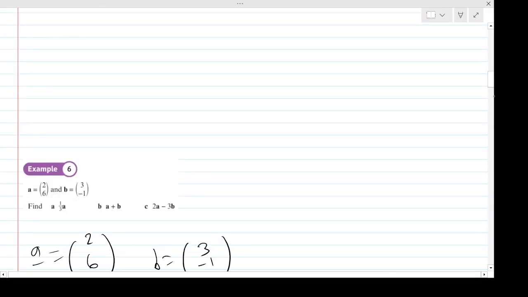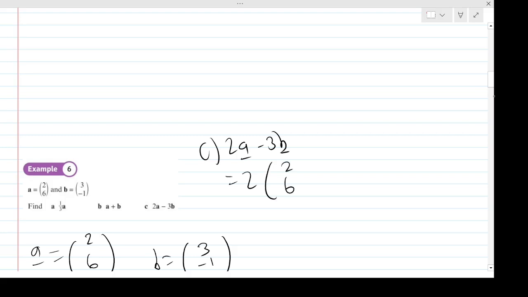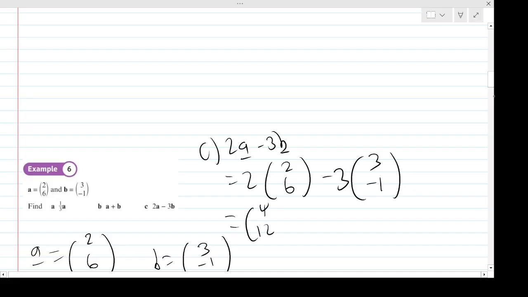Okay, part C, we need 2A minus 3B. So again, that's going to be 2 lots of the vector A, so the column 2, 6, minus 3 lots of the vector B, 3, minus 1. And so that works how we expect. Firstly, the 2 times 2, 6, we're going to multiply all numbers in the column by 2. So 2 times 2 is 4, 2 times 6 is 12, minus, then we're going to do 3 times the column. So that's 3 times 3, which is 9. 3 times minus 1 is minus 3.